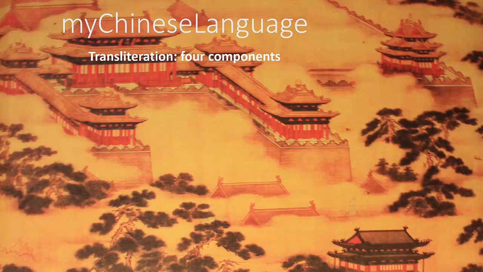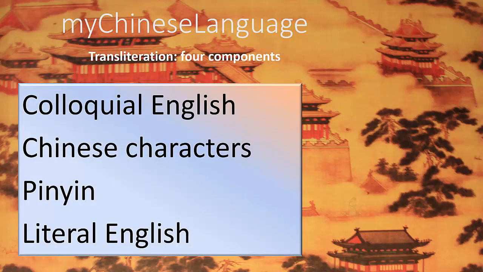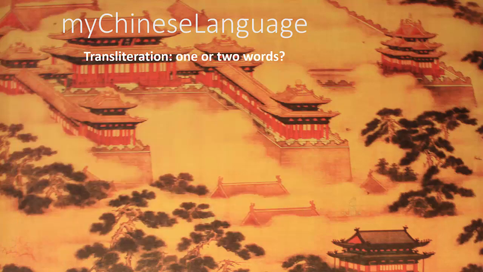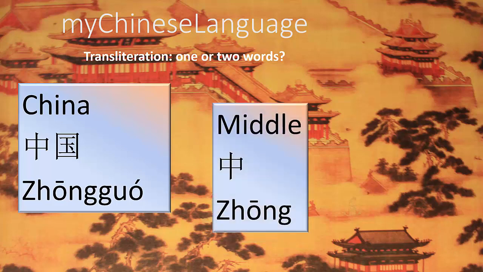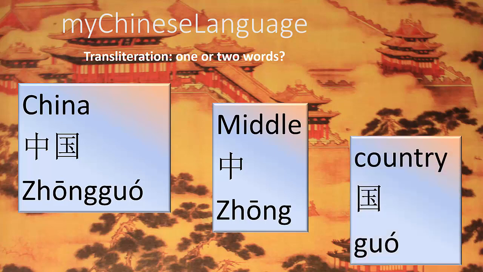So, My Chinese Language will almost always describe a sentence by giving the colloquial English, Chinese characters, pinyin, and the literal English. Furthermore, we won't introduce a new word without having already introduced its component parts. You have already met one such, China, 中国. This is actually a composition of the two words for middle, 中, and country, 国. These words will all be listed in the lexicon for this lesson, revealed by clicking on the Words tab.